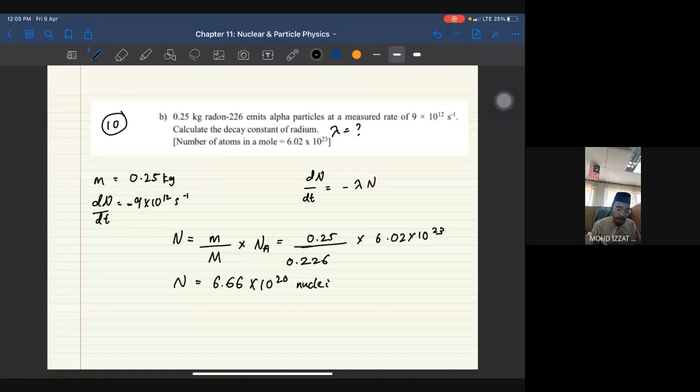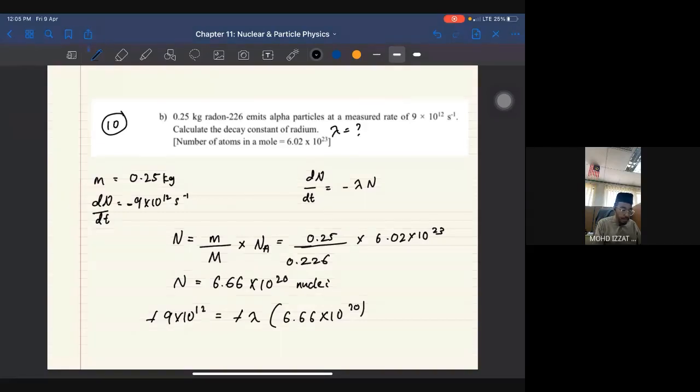Okay. And then once you have this one, dn of dt equals to negative. Saya tulis substitute nilai ya. Negative 9 times 10 to the power of 12 is equals to negative lambda, and it's 6.66 times 10 to the power of 20. So this one cancel out. So lambda is equals to 1.35, right?